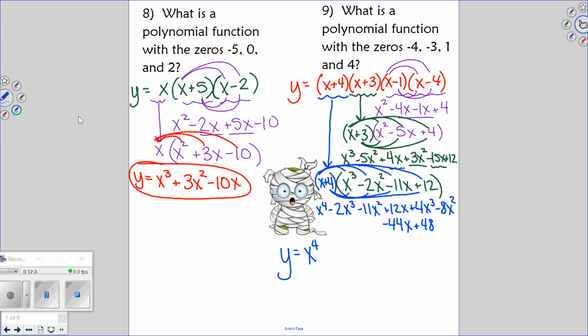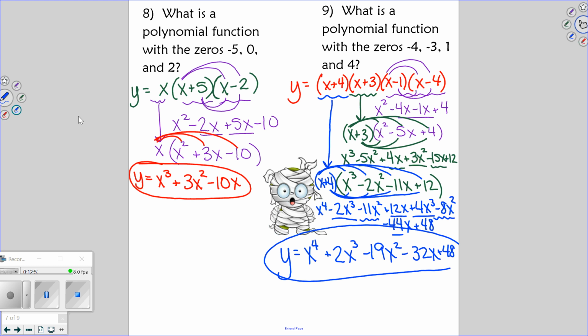So x to the fourth, we got like terms though, right? So negative 2x cubed plus 4x cubed, 2x cubed. All right, that's going to give me negative 19x squared. I give you space on homework tonight, don't worry about it. And then 12 minus 44, negative 32x. That's all right. And then plus 48.